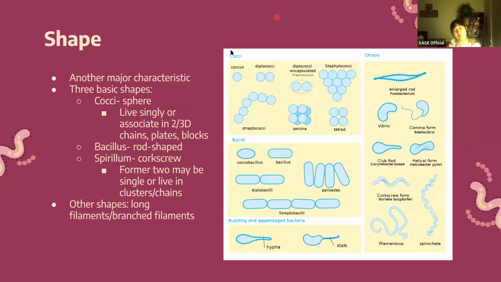Okay, so another major way to classify bacteria is based on shape. So we have three different kinds of shapes. We have the sphere, we have the rod, we have the corkscrew, and I think this slide is very self-explanatory, so I'm just going to let it speak for itself.